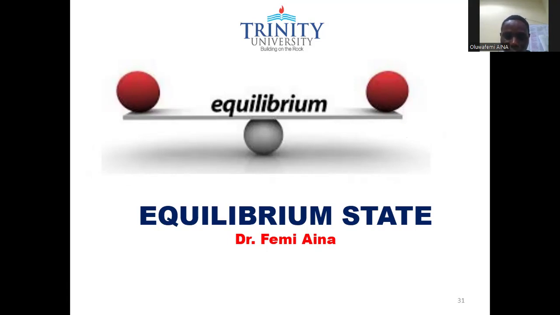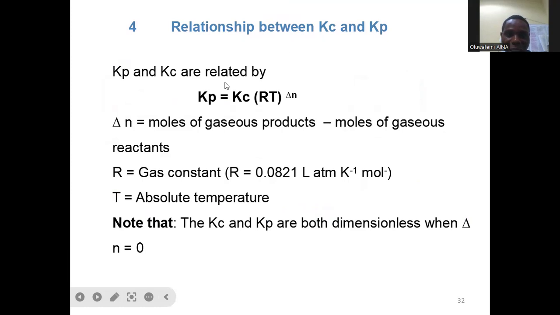Okay, so normally when you are looking at calculations relating Kc and Kp, I hope you have not forgotten what Kc is and what Kp is. Equilibrium constant when pressure is involved, that is your Kp. Equilibrium constant when concentration is involved, that's your Kc. And on your screen you can see the relationship.